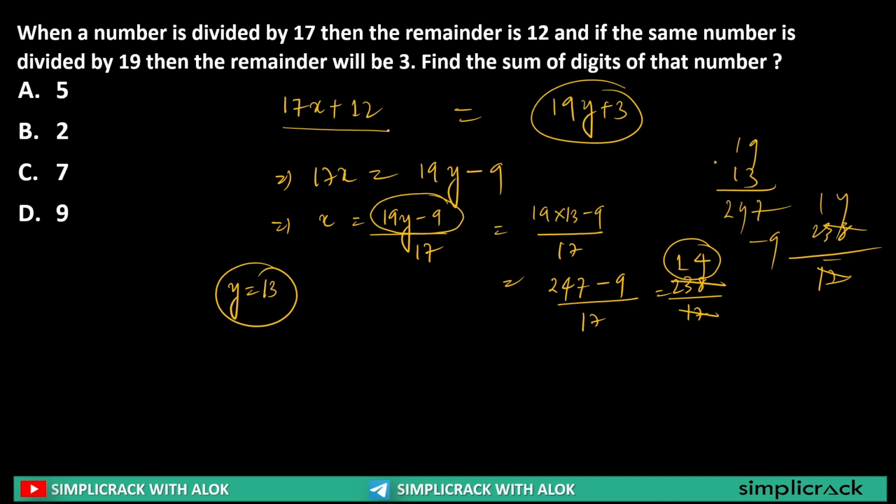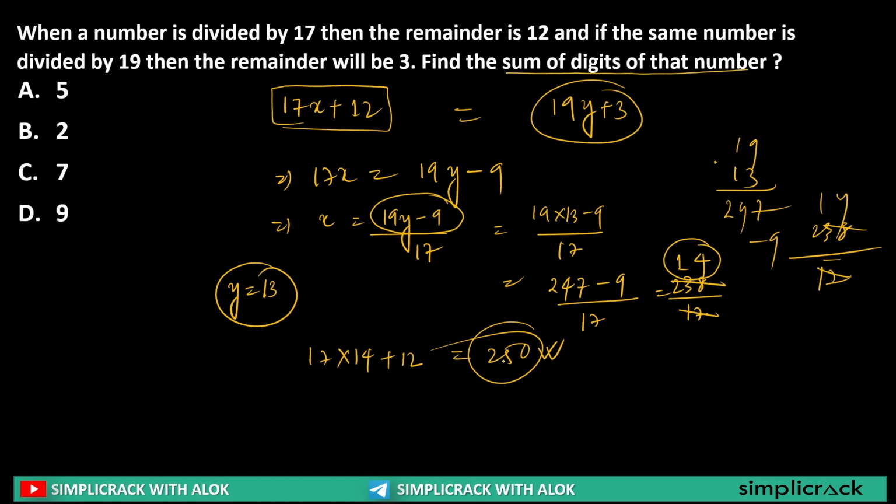So if I put this value over here, it will be 17 into 14 plus 12. 17 into 14 is 238, plus 12 is equal to 250. So 250 is the actual number. Now what is asked? Find the sum of the digits of that number. That means 2 plus 5 plus 0, that is 7. C is the answer. Are you getting my point? Yes.